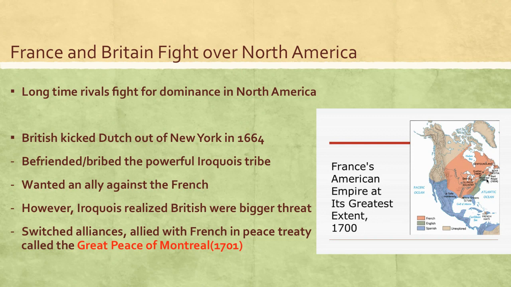And the Iroquois realized that if it came to a battle between the British and the French, they would benefit far more if the French were victorious because the French were much kinder to Native Americans. And they traded with them. They didn't treat them as a threat. And so because of this, the Iroquois actually switched alliances and allied with the French in a peace treaty called the Great Peace of Montreal in 1701.